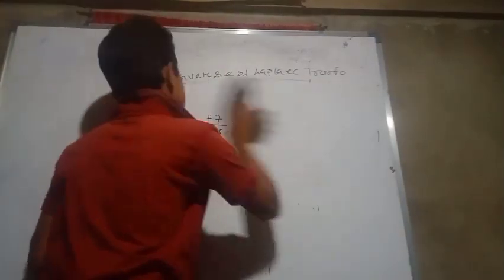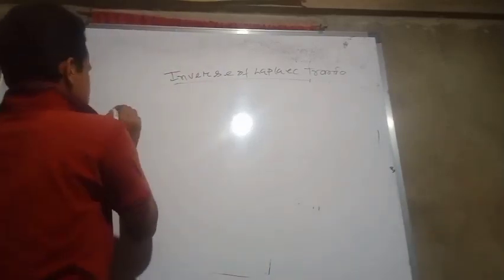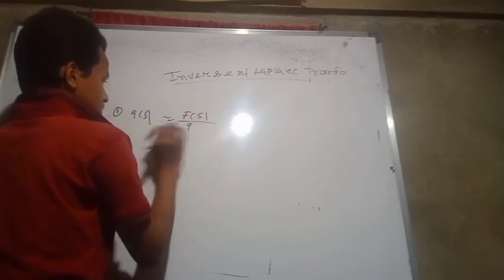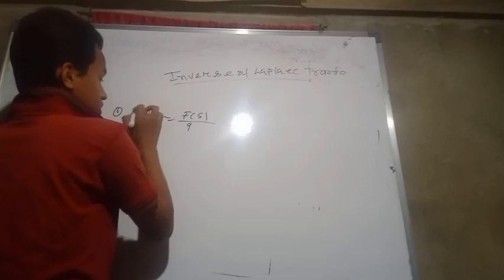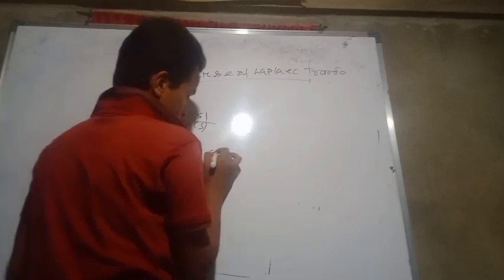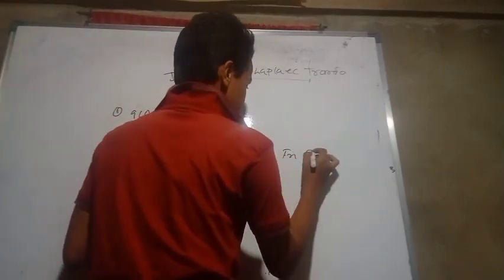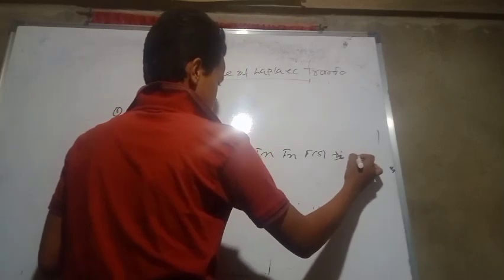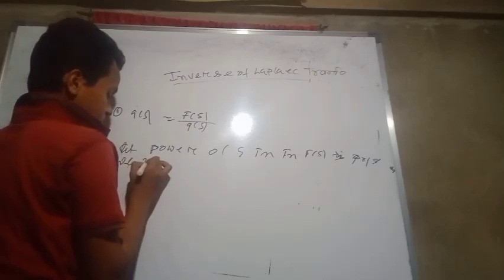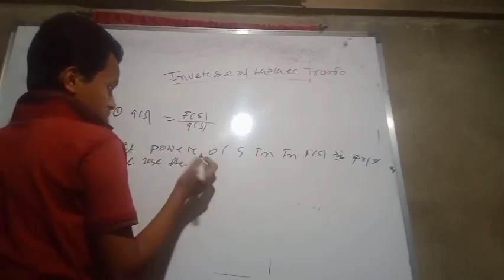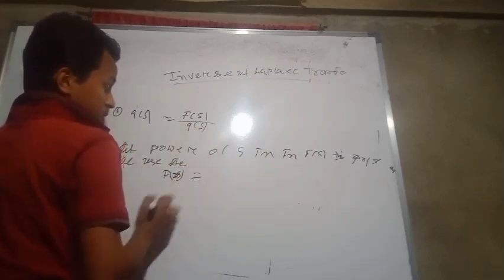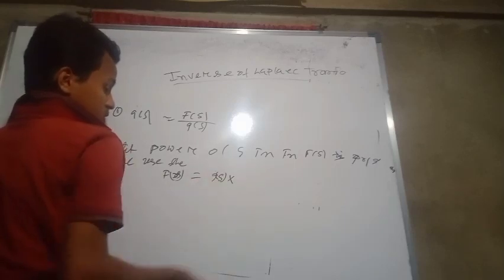Now I am going to the next case. Let's suppose we have taken G(s) as F(s) upon Q(s). Let's say the power of s in the function F(s) is greater than the power of G(s). In that case we use the method of division: we will divide F(s) by G(s) to get the quotient plus the remainder.